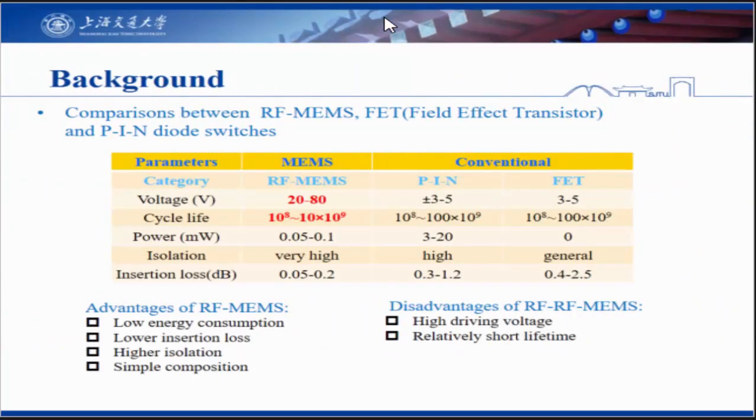Although the RF MEMS switch has its unique advantages, the driving voltage is generally high. This is a comparison between a conventional switch and the RF MEMS switch. Obviously, its driving voltage can reach 20 to 80 volts. High voltage severely affects the switch's lifetime due to higher impact velocity and insulation charging.